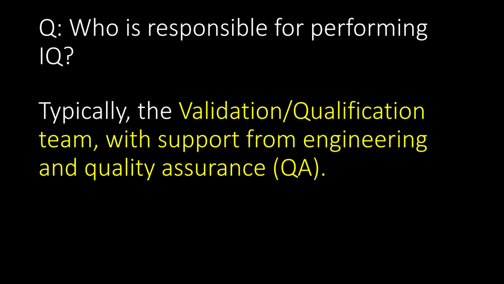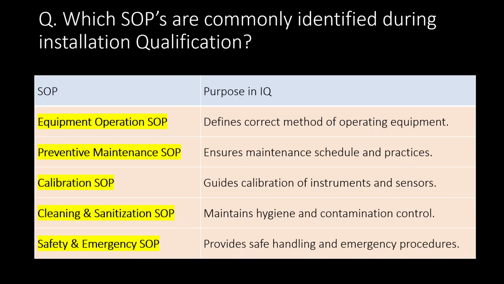Who is responsible for performing IQ or installation qualification? Typically, the validation or qualification team with support from engineering and quality assurance, that is QA. Which SOPs are commonly identified during installation qualification? SOPs that are very commonly identified during installation qualification are Equipment Operation SOP, Preventive Maintenance SOP, Calibration SOP, Cleaning and Sanitation SOP, and Safety and Emergency SOP.